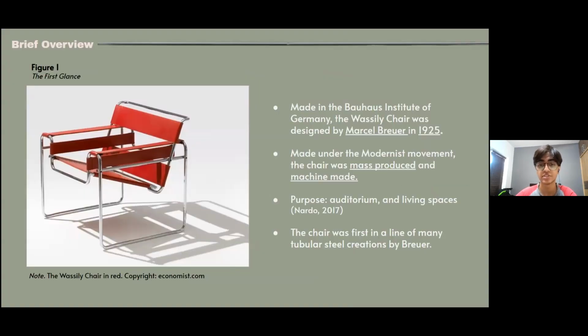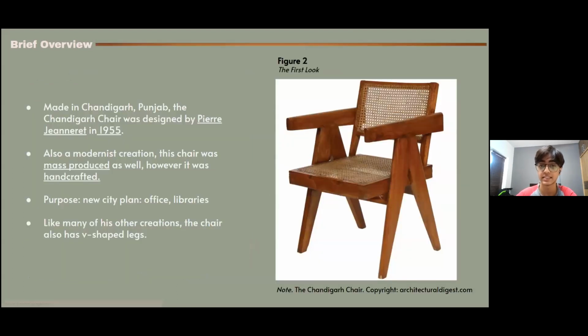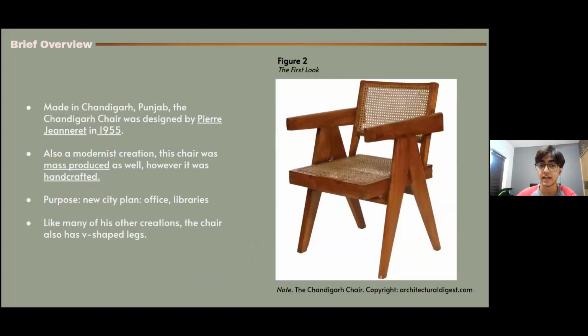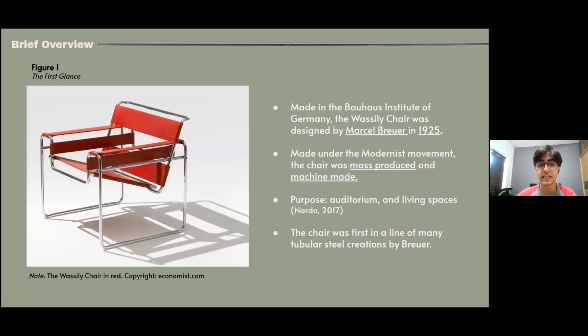The Wassily chair was designed in 1925 in the Bauhaus style, which is a part of the larger modernist movement, whereas the Chandigarh chair, also a modernist creation, was made in 1955, almost 3 decades later. The invention of a new method of making steel tubes, which made bending them possible, led to the making of the Wassily chair, while Jeanneret used age-old methods of craft production. Wassily chair was first in line of many tubular steel creations by Breuer.